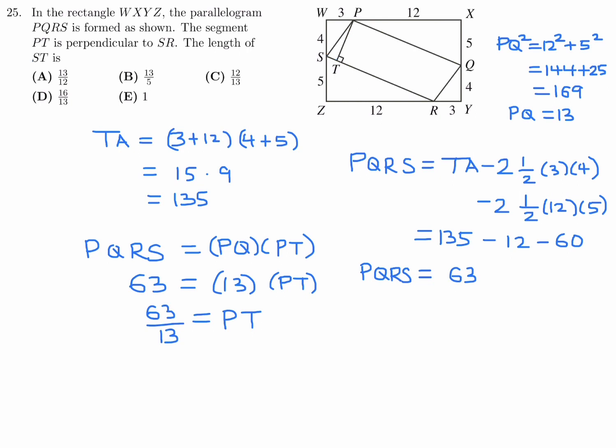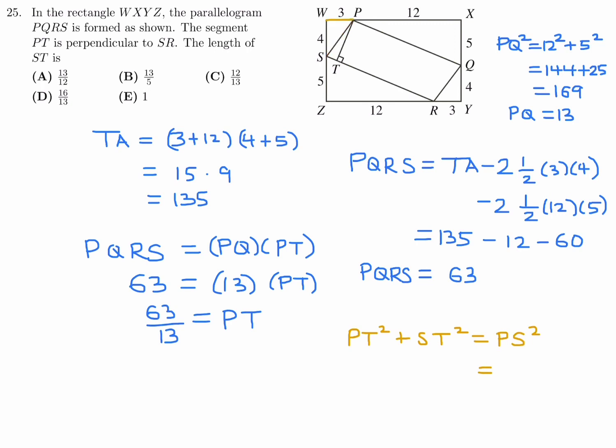But they don't want PT, they want you to find ST. ST is right here. Well, that shouldn't be a problem. I can use that triangle in the Pythagorean relationship. So my final step, I've got PT squared plus ST squared is equal to PS squared.